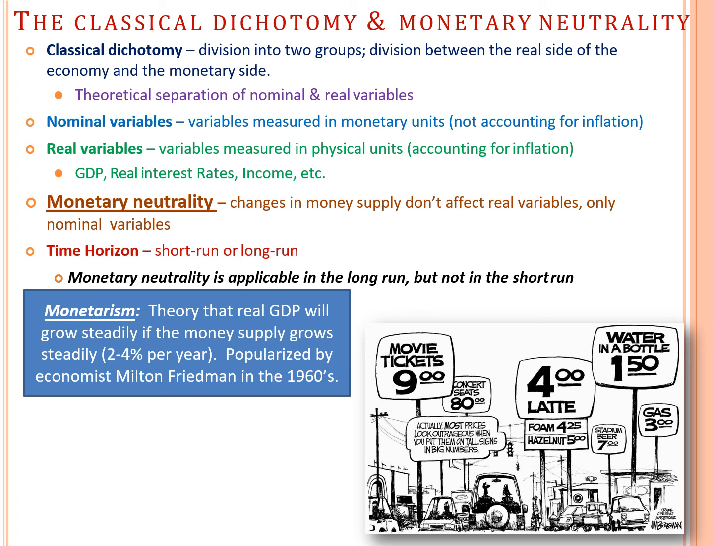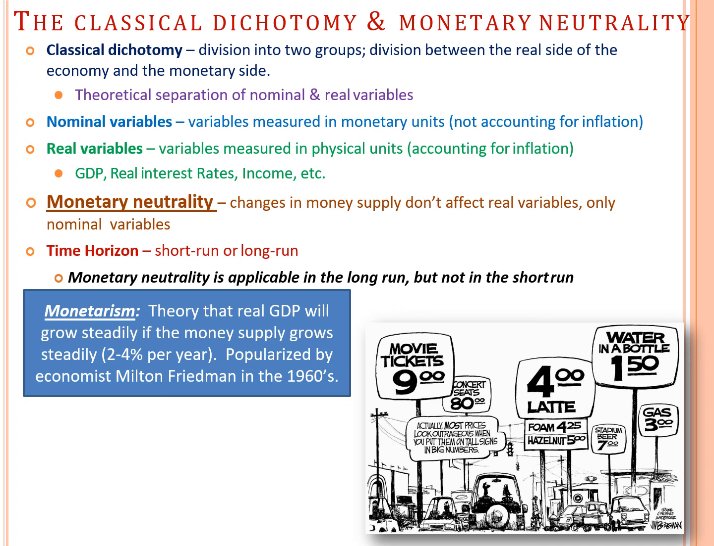Now, what we found later is that it all depends on the time horizon. So monetary neutrality is only applicable in the long run, but not the short run. What I mean by that is that in the long run, yeah, the amount of money out there doesn't really change how much stuff the economy can produce.